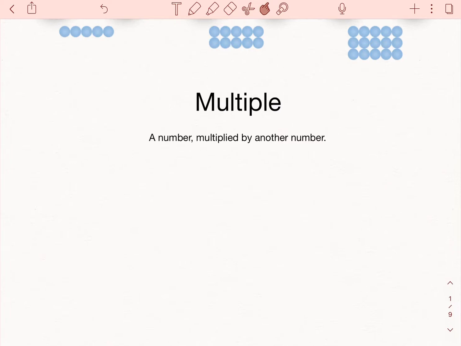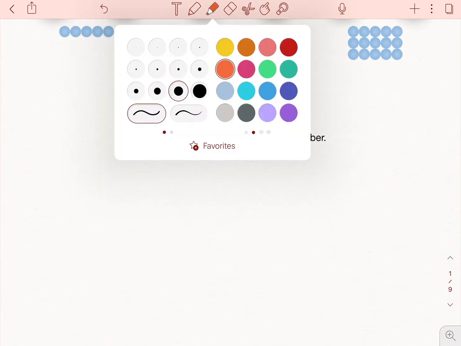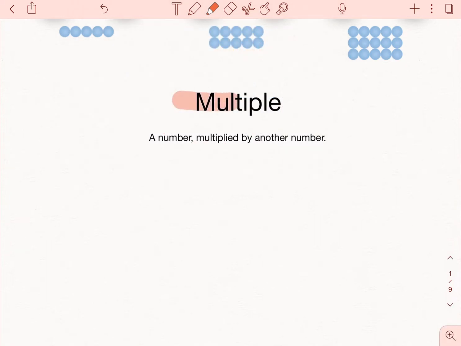And on the next clean page of your math notebook, let's go ahead and write the word multiple. I think it would also be good to write down this definition: multiple, a number multiplied by another number. So a multiple is any number multiplied by another number, the product of those two numbers. And to illustrate what that means, do pause it here if you need to and make sure you have this written down.